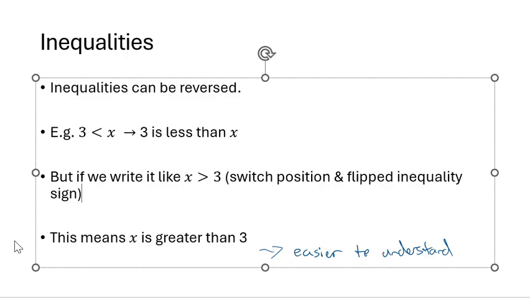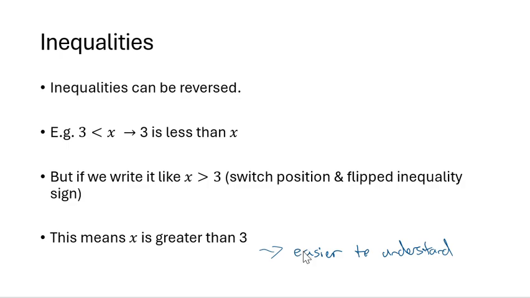So we know the number 3 is less than x, cool. But what other values does x satisfy? It's quite hard to read and understand from that point of view. So if we just write it the other way around, we can write that x is greater than 3, and that makes our life 10 times easier. Okay.